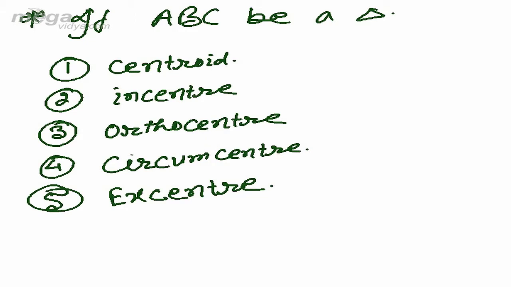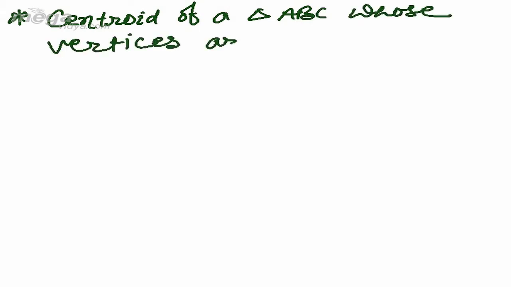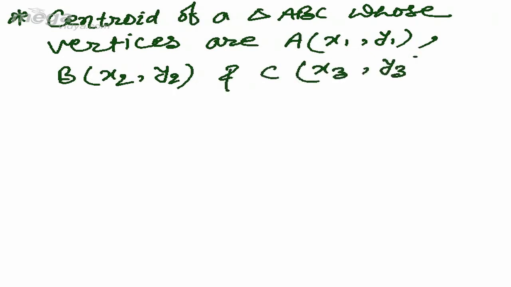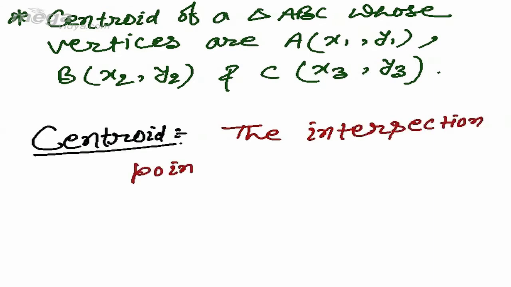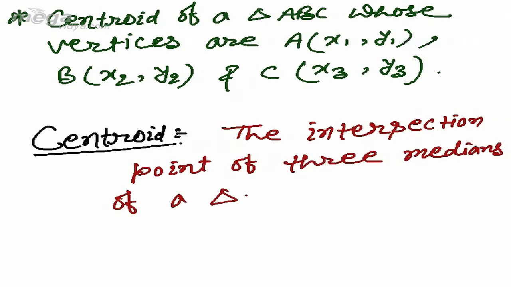I am taking the first as the centroid. Centroid of a triangle ABC whose vertices are A(x1, y1), B(x2, y2) and C(x3, y3). Now student, the first question is, what is the centroid? The definition of the centroid is the intersection point of the three medians of the triangle. The three medians of the triangle are always concurrent, and those three medians will meet at the centroid.